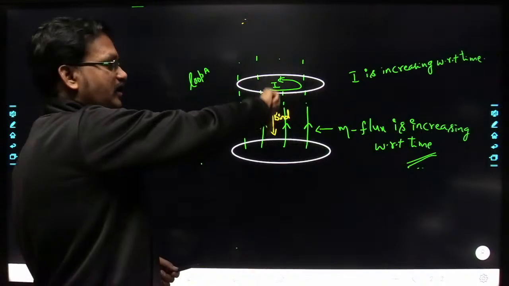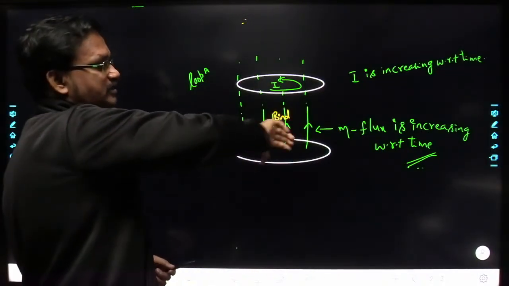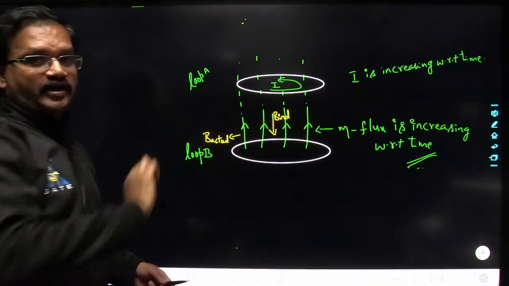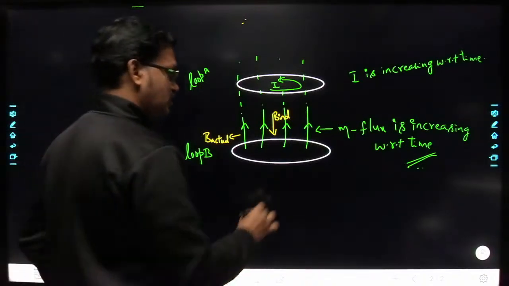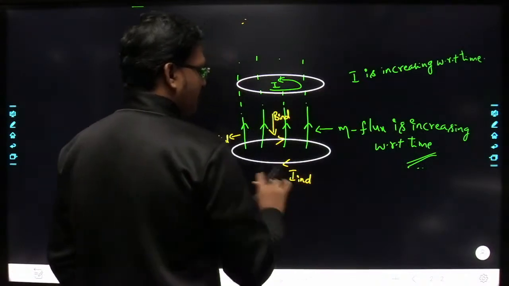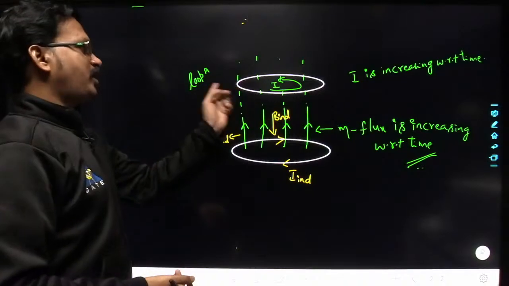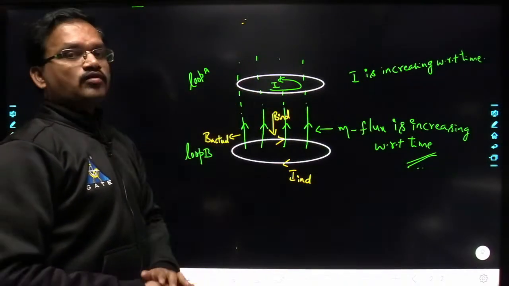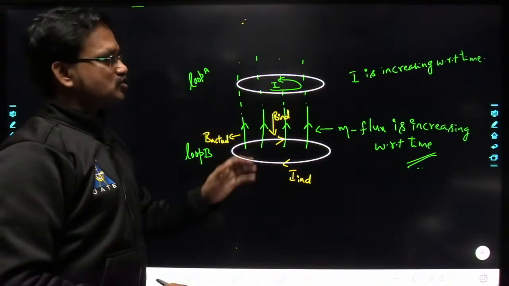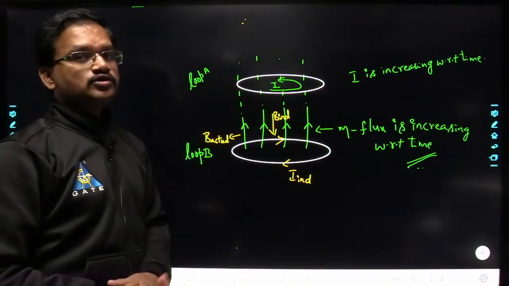So if it is pointing in downward direction, what must be the direction of induced current? Now the direction of induced current in loop B will be in clockwise direction. Understood? So in loop B the current is going to flow in clockwise direction. Now in loop A the current is flowing in anti-clockwise direction and in loop B the current is flowing in clockwise direction. Since the currents are flowing in opposite directions, they are going to repel each other.